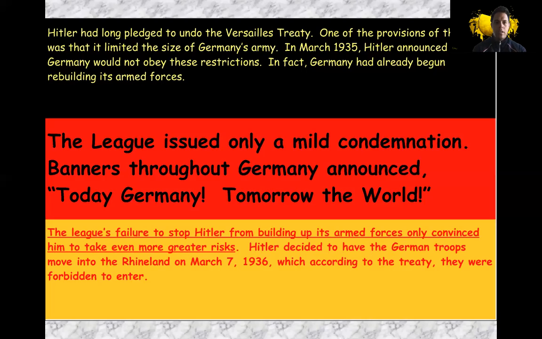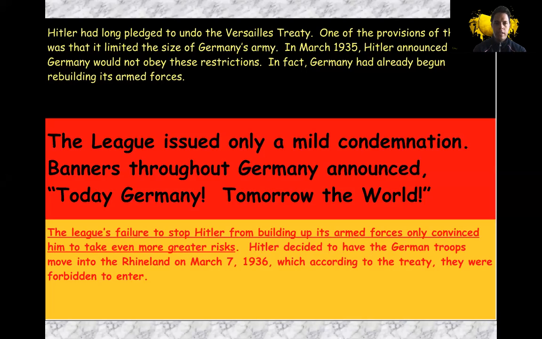So, as we talked about, Hitler's number one goal was to undo the Treaty of Versailles. He hated the Treaty of Versailles, and he hated specifically two provisions of it. One was the limiting of the size of the German army, and two was the fact that Germany lost a significant amount of territory during the signing of the treaty.